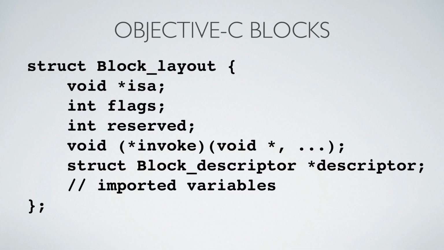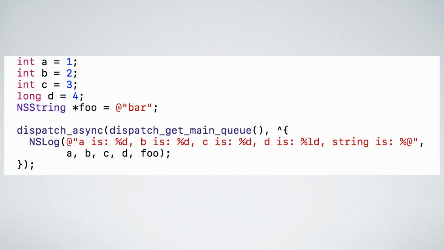After that, the compiler will automatically import all the variables that you're referencing. It's smart enough to say, hey, this variable outside the block scope is being referenced inside the block, therefore I'll import it and have it be part of this block layout. Let me back up and do a concrete example with actual code.